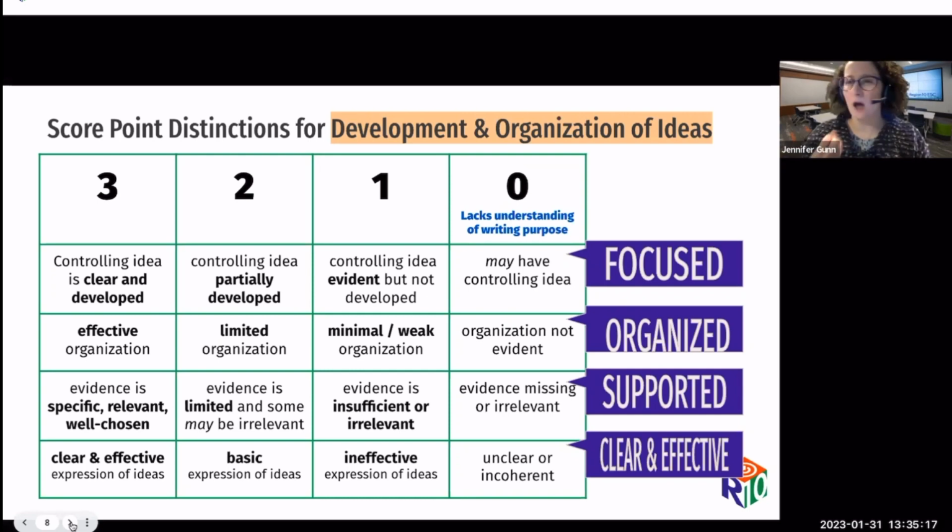But a 1 is still not developed. The organization is going to be minimal or weak. The expression of ideas will still be ineffective. Moving from a 1 to a 2, we're going to see some partial development around that controlling idea. We will have more organization, although it will still be limited, as will be the evidence. It might still have some irrelevant evidence, but we're going to see a more substantial amount of relevant evidence. But the expression of ideas is basic, still pretty simplified, somewhat workmanlike.